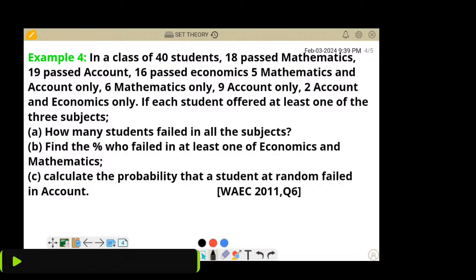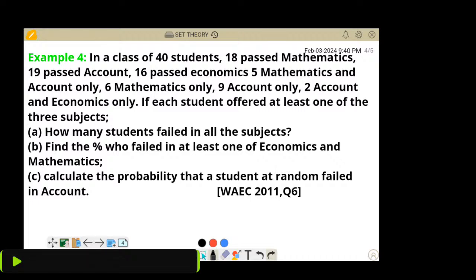We have 5 passed mathematics and account only. We have 6 mathematics only. We have 9 account only, and we have 2 candidates that pass account and economics only. So if each student passed at least one of the 3 subjects, how many students failed in all subjects?